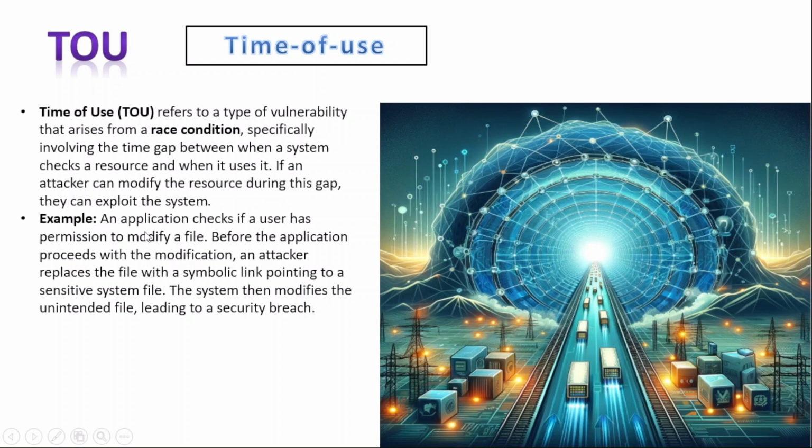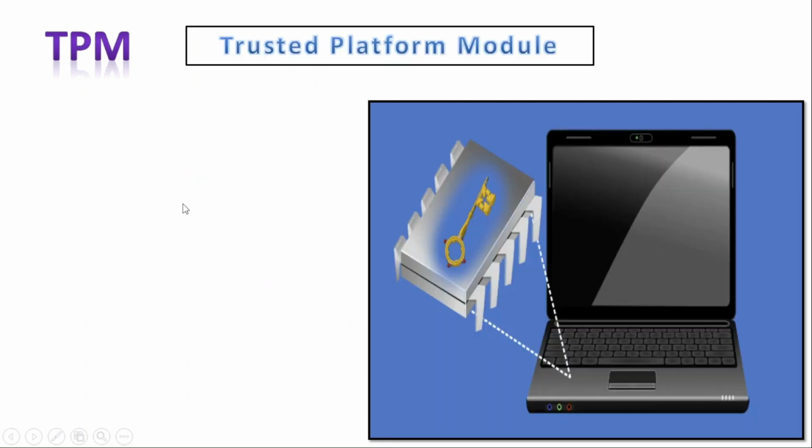Example, an application checks if a user has permission to modify a file. Before the application proceeds with the modification, an attacker replaces the file with a symbolic link pointing to a sensitive system file. The system then modifies the unintended file, leading to a security breach.